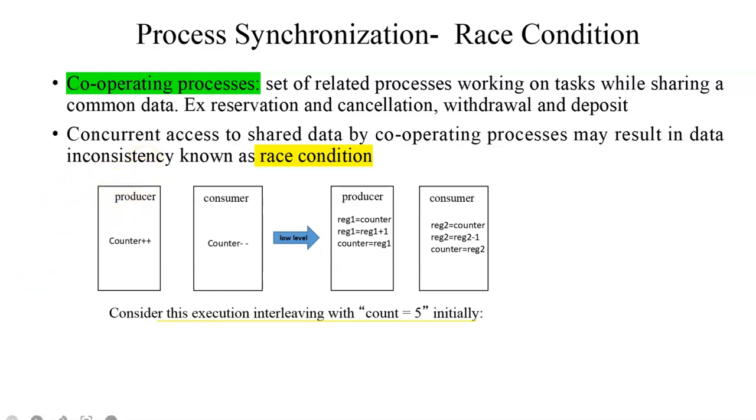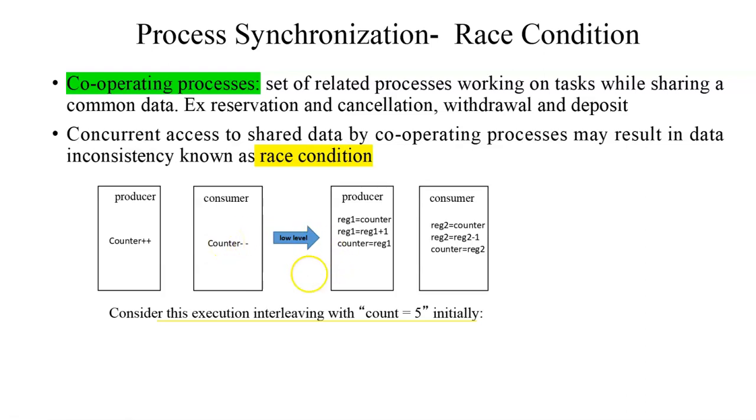Here we have a producer process which produces an item and increments the item count. So the counter here is item count. A consumer process consumes an item and it decrements the item count. So the counter here is a shared variable between the producer and the consumer process. The counter plus plus and counter minus minus here are high level instructions.